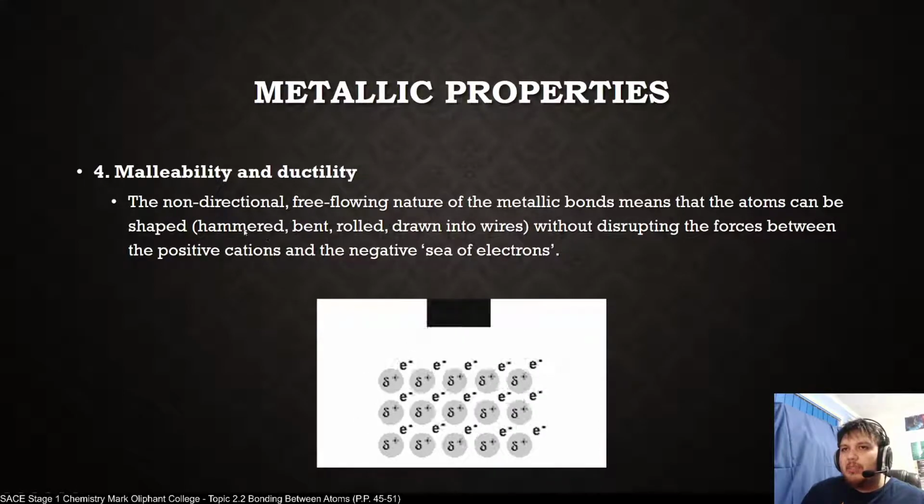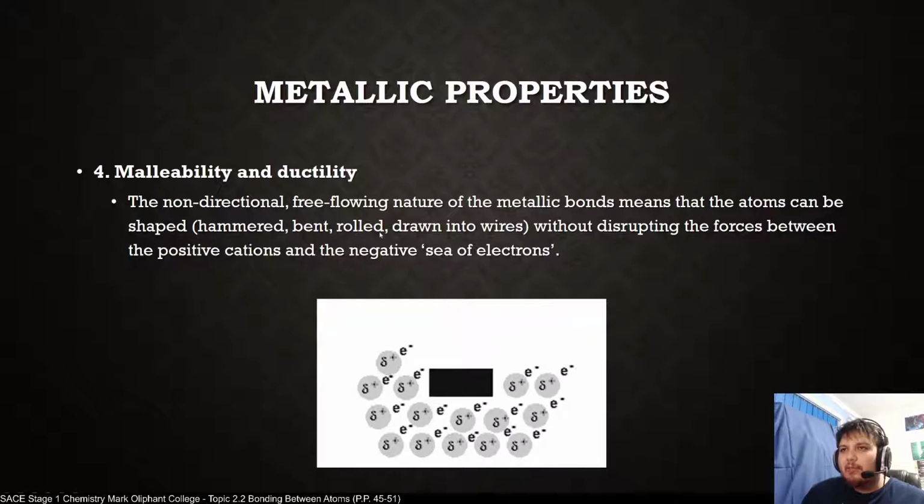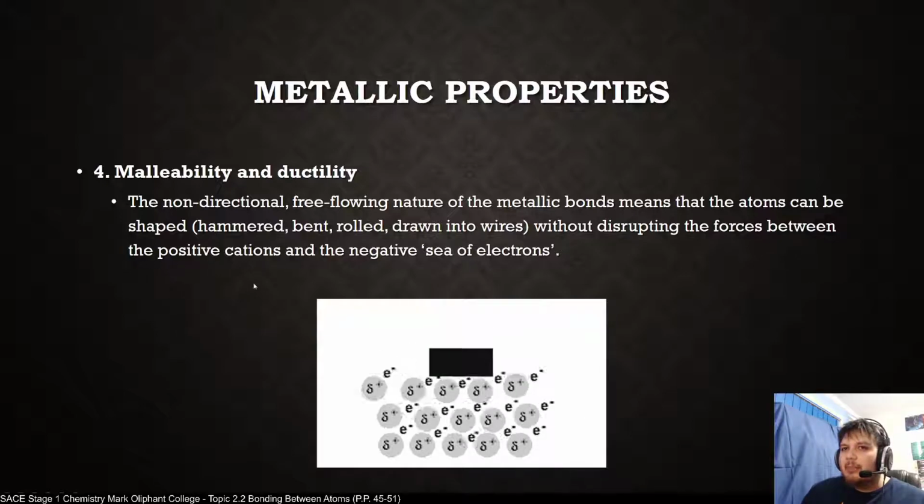So they can be shaped, which means they can be hammered, bent, and rolled, so that's our malleability, and also be drawn into wires, which is our ductility. Ductility, or being ductile, is just the ability to be drawn into wires. And this can be done without disrupting the forces between the positive cations and the negative sea of electrons.